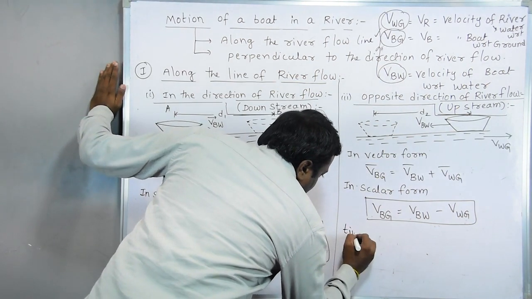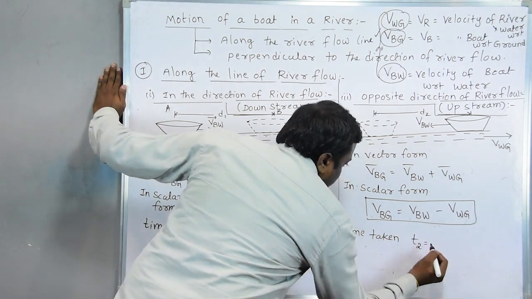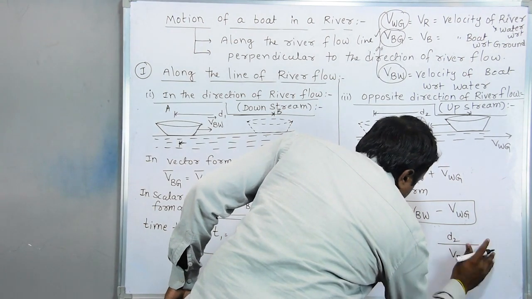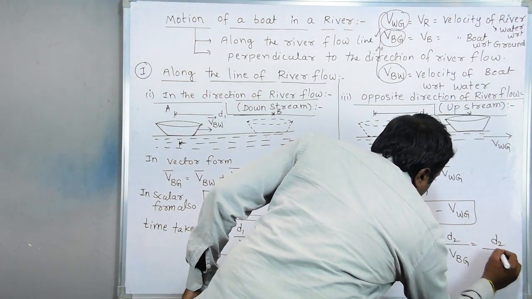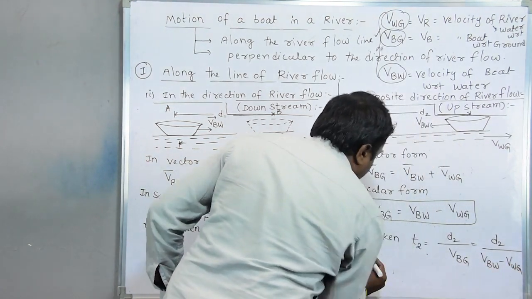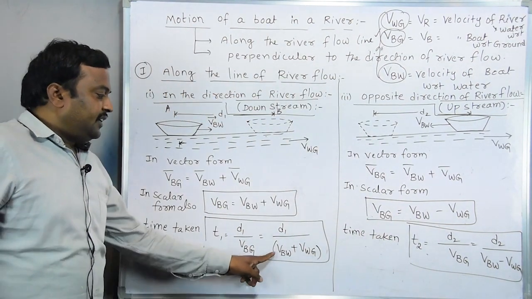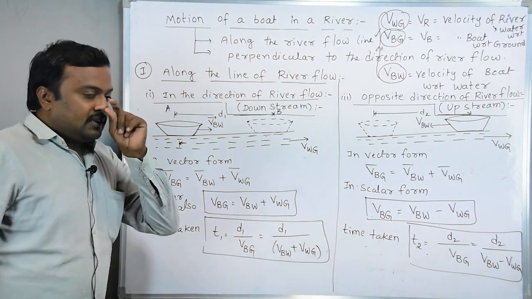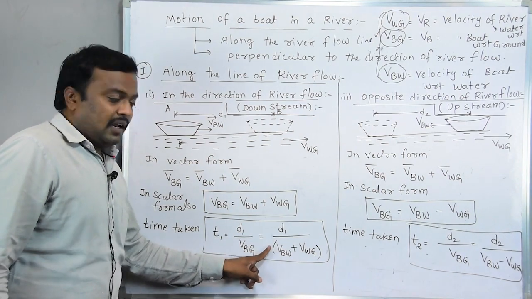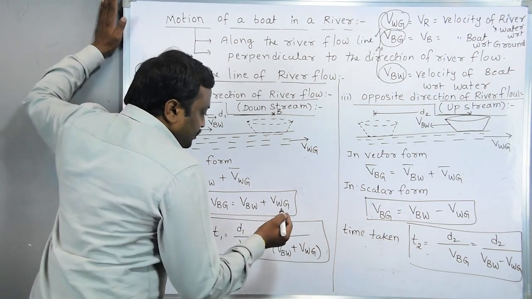Now see the time taken also. Time taken T2 is equal to D2 by VBG, boat with respect to ground, which equals D2 by VBW minus VWG. This is the time taken. For T1 it is D1 by VBG, the addition of these two. Observing these two, what can we say? The T1 value is smaller, the T2 value is larger.